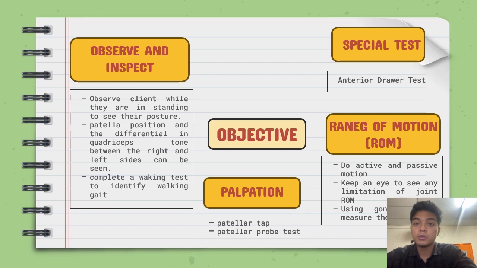Additionally, we must measure the quadriceps circumferences using a measuring tape and compare both legs to see if there is a substantial difference that could indicate quadriceps atrophy.